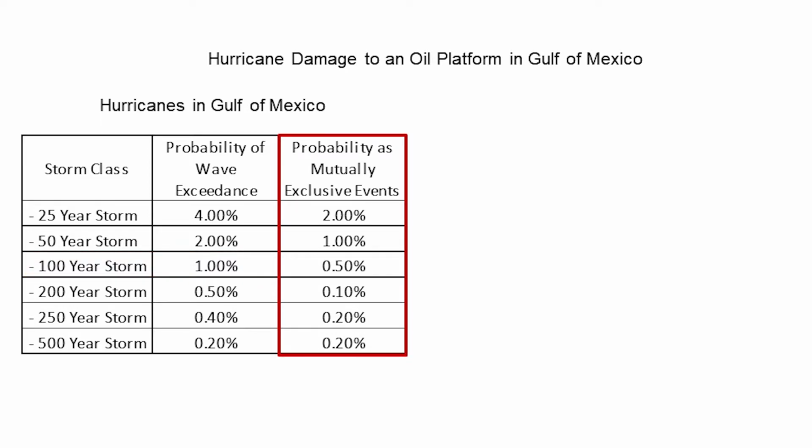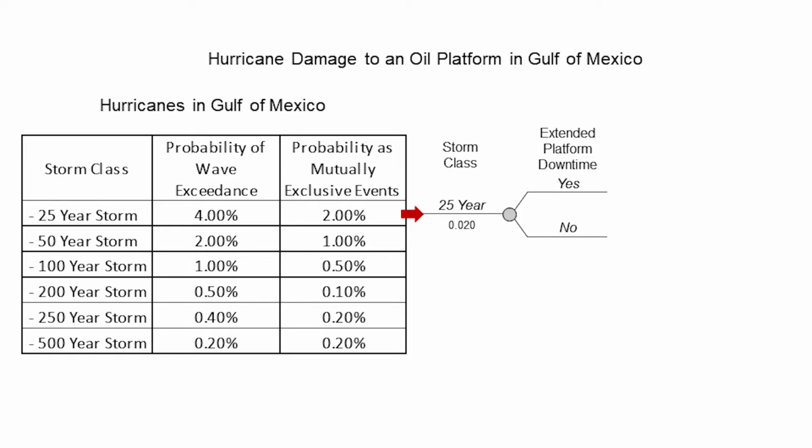In this table, we have converted this information into mutually exclusive storm events. If we consider a 25-year storm, but not including storms of greater strength, the probability of such a storm in any given year is about 2%. Though a 25-year storm is less severe than other higher-in-class storms, there is still a chance of an oil platform having enough damage resulting in extended platform downtime. And this is about a 5% chance.